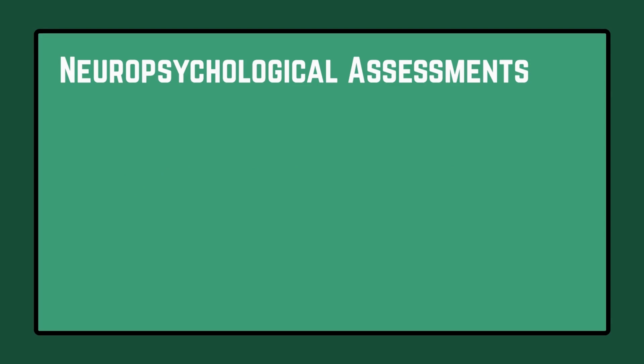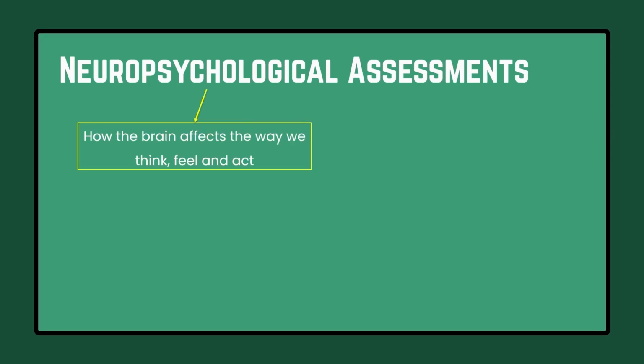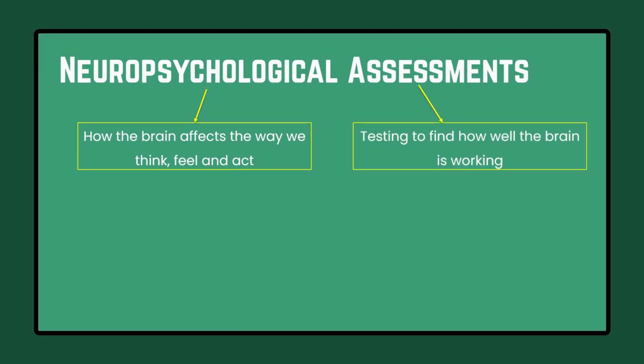The term neuropsychological assessment is made of two root words. The first is neuropsychological. This means how the brain affects the way we think, feel, and act. Okay, so neuropsychology is basically how the brain is affecting how you think or feel or act in a particular situation. The second root word is assessments. This means testing to find how well the brain is working. Okay, so this is the simple meaning of neuropsychological assessment. It basically is helping to test how well the brain is working.